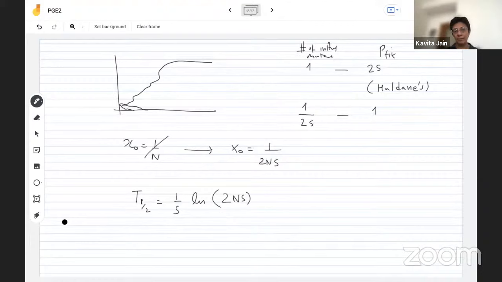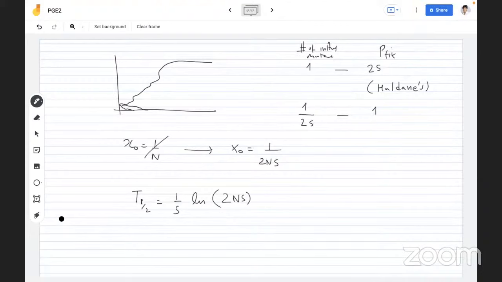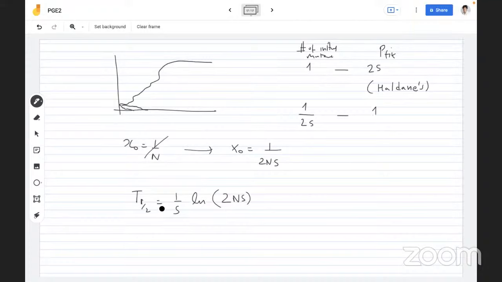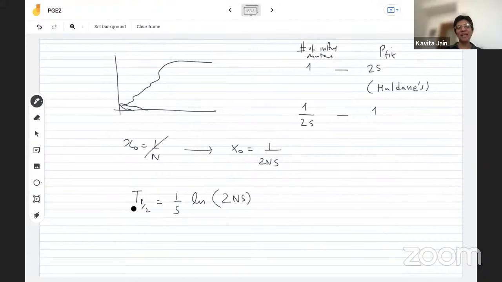We can make another attempt. Yeah, go ahead, Shubha. Kavita, I didn't understand how, if you had 1/2s number of initial mutants, it has a fixation probability of 1. Yeah, this is just the unitary method from school. One fixes with 2s. Okay, sorry, I should have explained better. So therefore we have this.